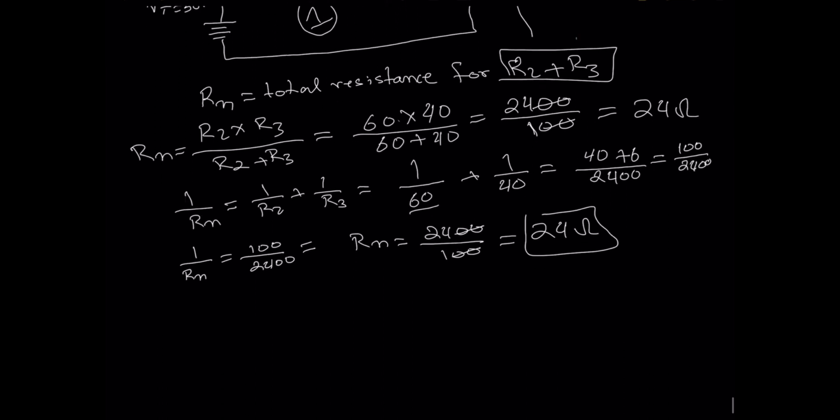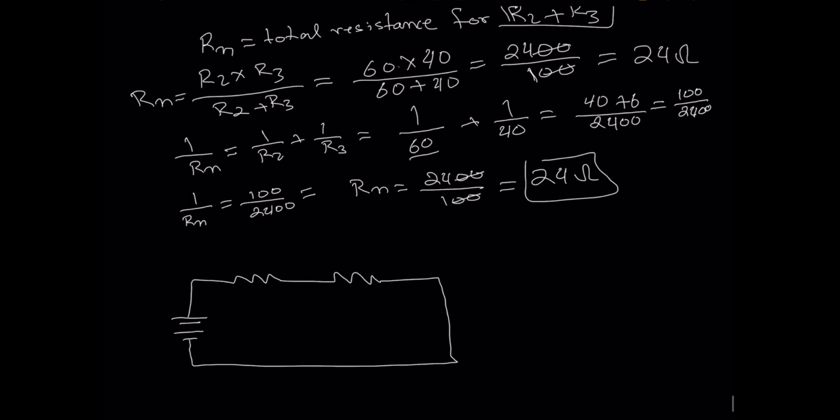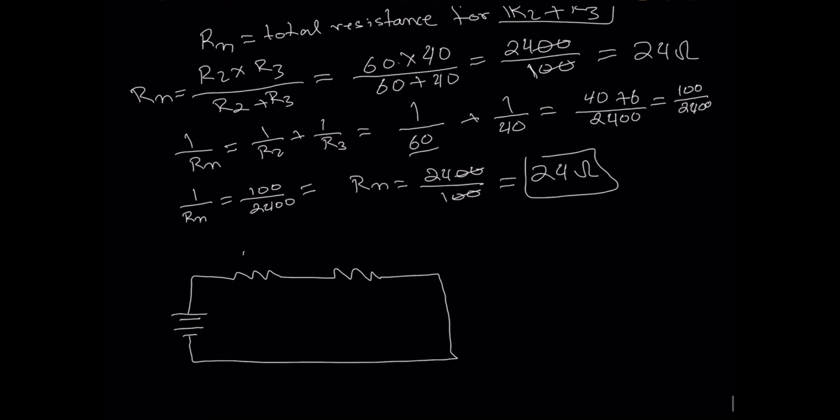We will draw this new circuit here. That will be the positive terminal. So we got R1 and we got Rn, and that's all we have for now. And let's go on. R1 is 24 ohm. Rn is 24 ohm. Rn, which is R2 plus R3, is 24 ohm. And V total, our supply voltage, is 30 volts.